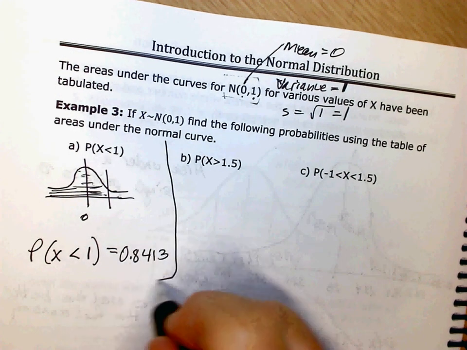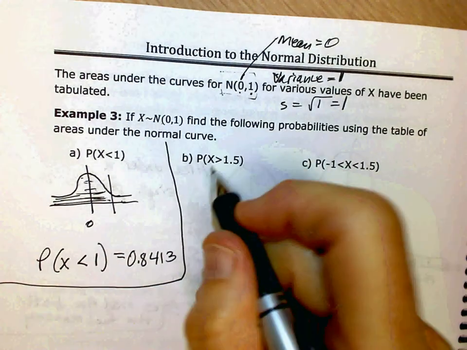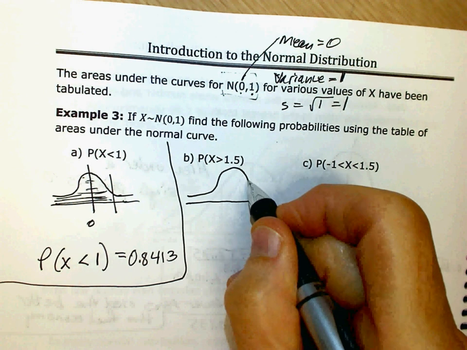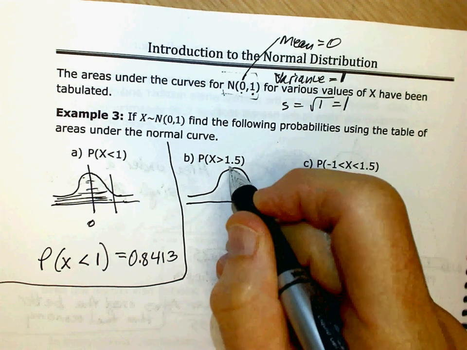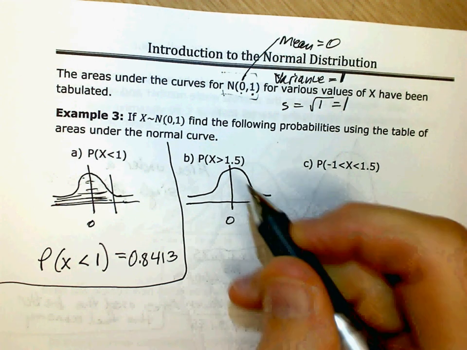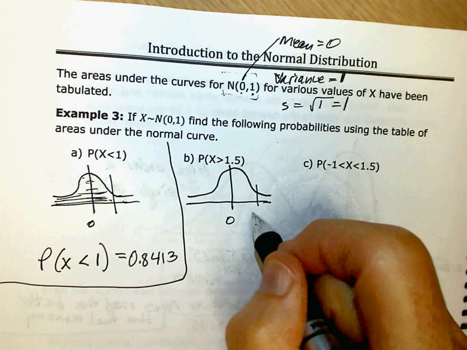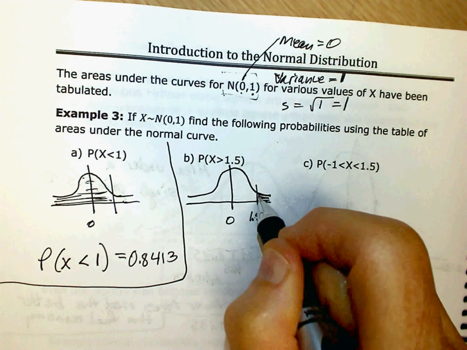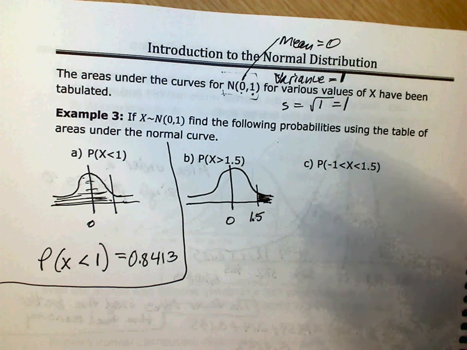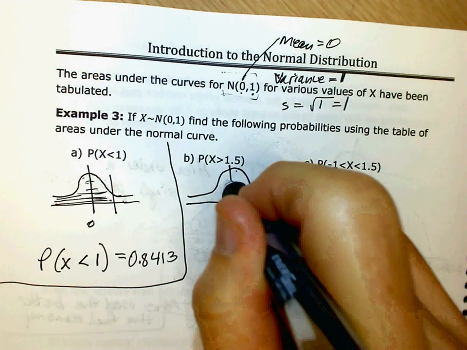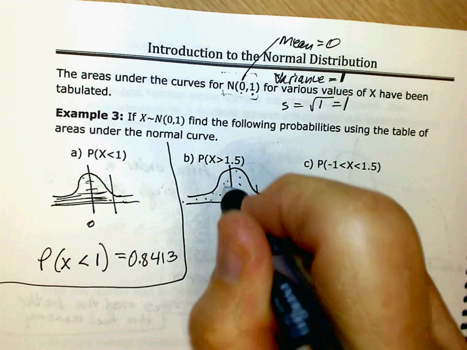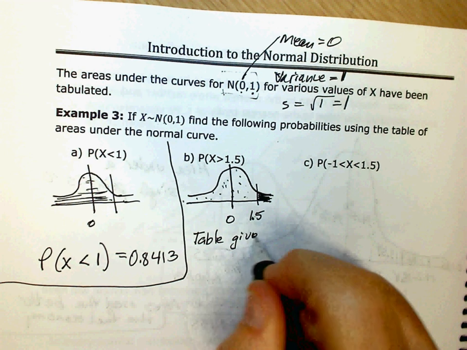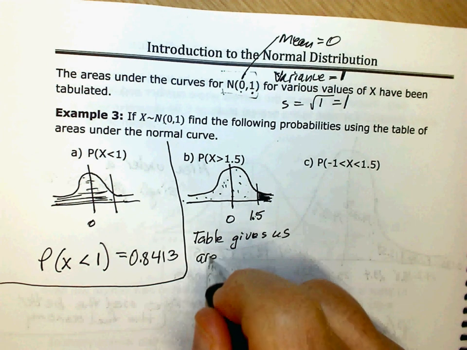Let's do B. What is the probability x is greater than 1.5? Well, let's draw a diagram, and I'm going to have 3 questions on the test where you have to draw the diagram, okay? If this is 0, your mean here is 0, 1.5 is over here. We want this area. This is the area of interest. The problem is the table gives us areas to the left. Remember, the table gives us areas to the left, not to the right.